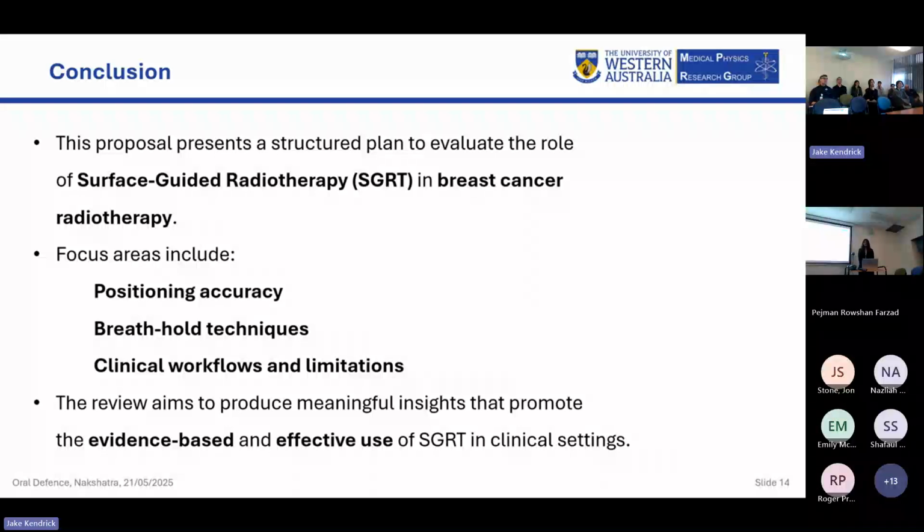To conclude, this proposal outlines a structured plan to evaluate the role of SGRT in breast cancer radiotherapy, and by examining positional accuracy, breath hold techniques, clinical workflows, and limitations, the review aims to generate insights to support its effectiveness. Thank you.